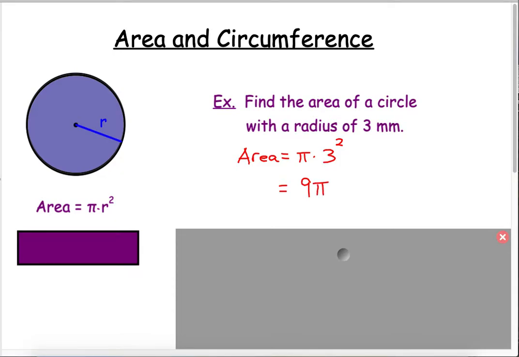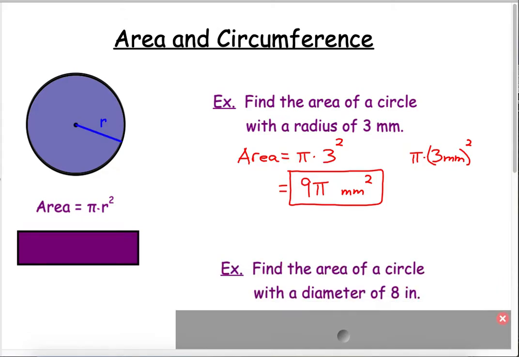Now our units are millimeters, and we're covering the amount inside the circle, so it's millimeters squared. Another way to remember that is I could have written the units in the problem and said 3 millimeters quantity squared. And you can see then that the millimeters are going to be squared as well as the 3. All right, let's look at a different one.